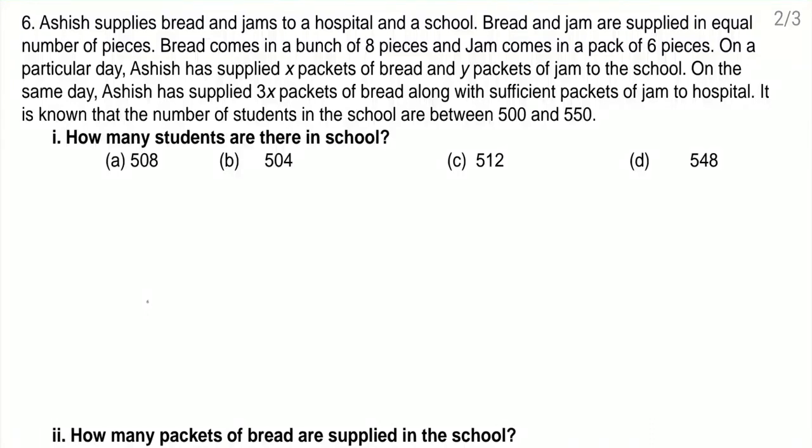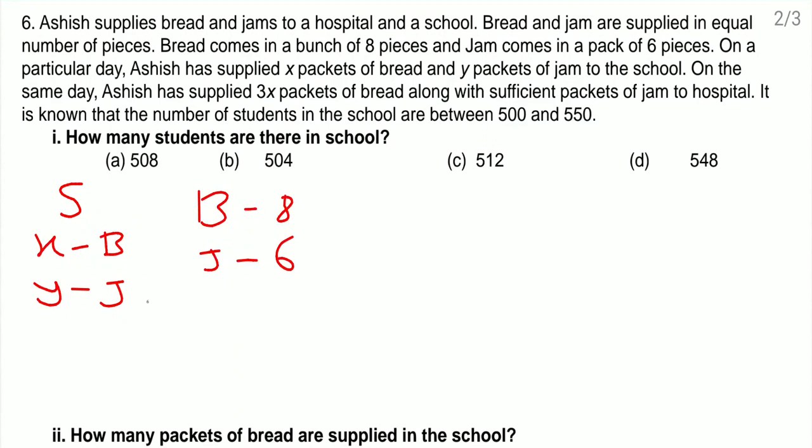Question number 6. Ashish supplies bread and jam to a hospital and a school. Bread and jam are supplied in equal number of pieces. Bread comes in a packet of 8 pieces and jam comes in a pack of 6 pieces. On a particular day, Ashish has supplied X packets of bread and Y packets of jam to the school. So here imagine, this is the school. In one packet of bread 8 pieces are there, and in jam there are 6 pieces in one packet.